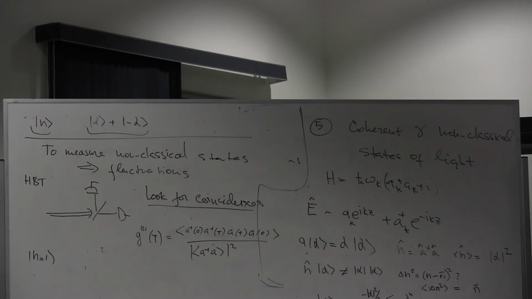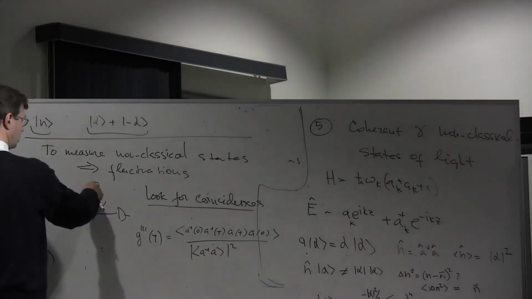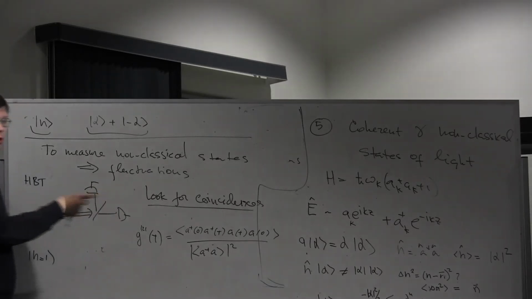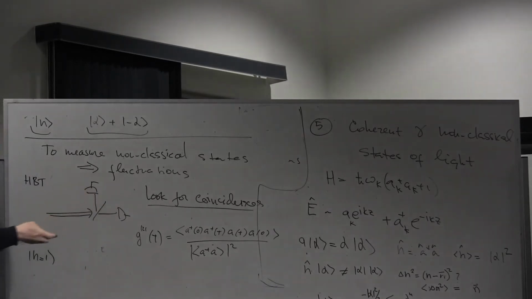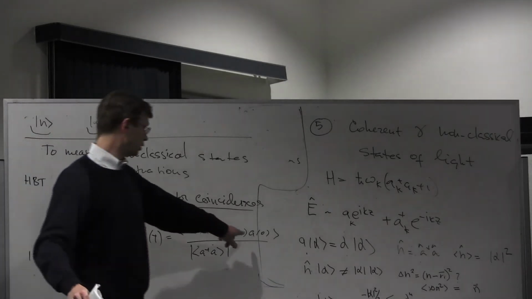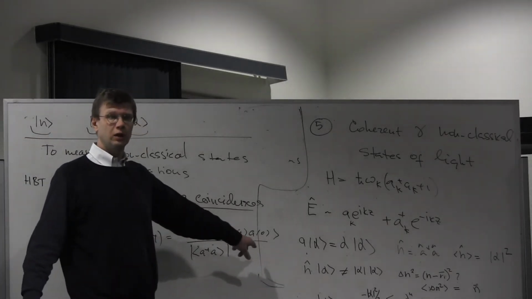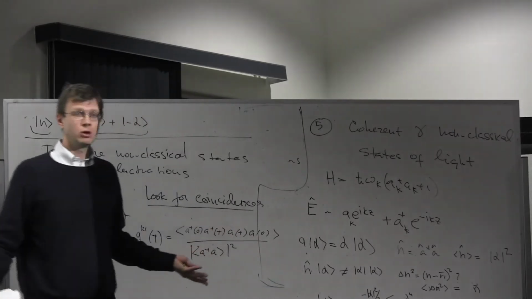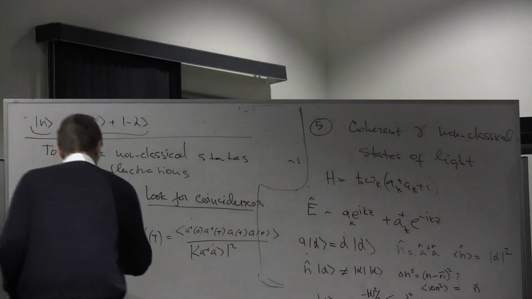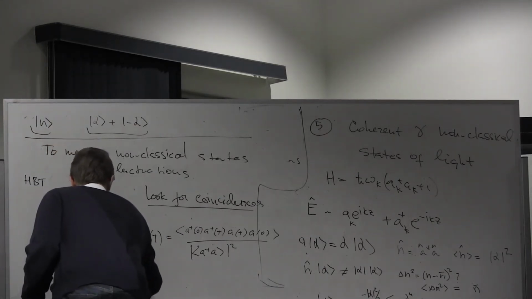What? If it's one photon, it can split at 0. Exactly. So one photon will either go this way or this way. You don't know, it's statistical, right? But in this case, there will never be a coincidence. If you take this one photon and substitute it here, it's annihilated immediately by the first operator, so the numerator will be 0. Consequently, this G2 here will be 0.